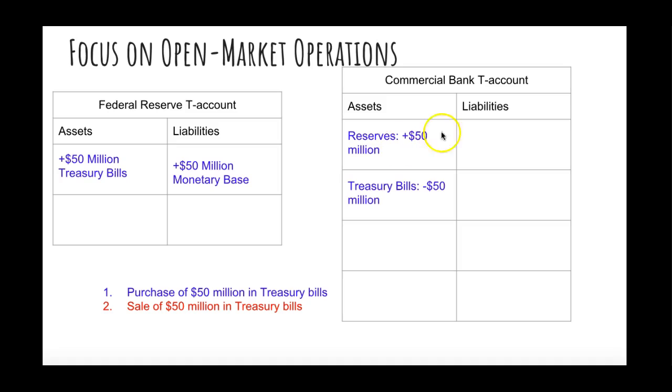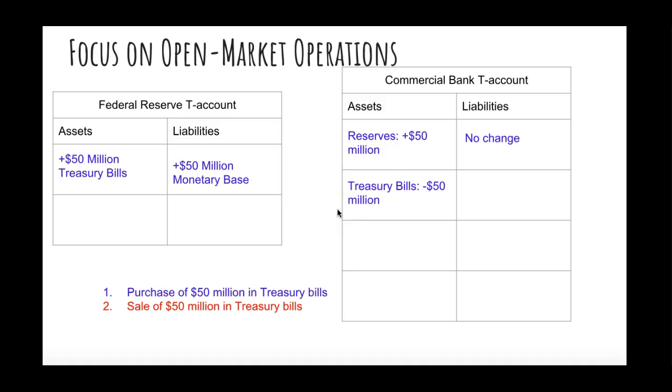Notice over here, I didn't do anything to the liabilities. There's no change to liabilities, right? Didn't change my deposits, didn't change my loans from the Fed, but it did change how much reserves I have and how many T-bills I have, which are both assets. So if I plus 50 million here, I could minus on this side, okay?